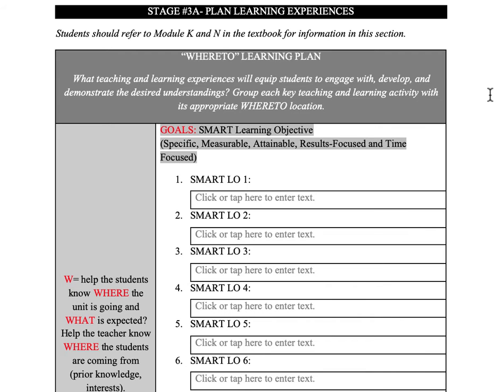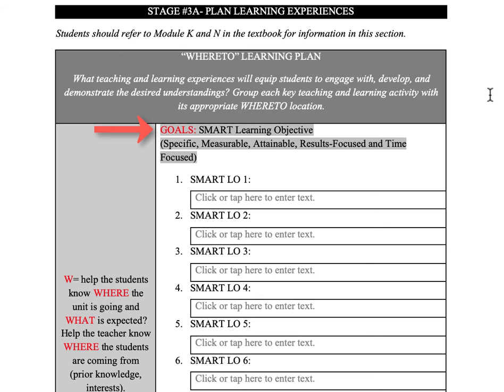Stage number 3 is laid out according to Wiggins and McTighe's 7 core principles that can be summarized with the WHERETO acronym. So over on the left, we can see that the first part is the W. The W in the WHERETO acronym for the core principles is about helping the students know where the unit is going, what is expected of them, and also for the instructor to find out what previous knowledge and experiences the students have. So first you will want to fill out the SMART goals.